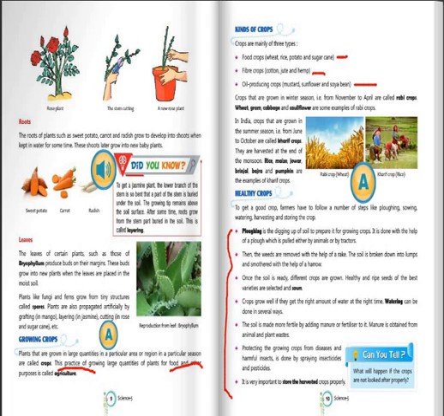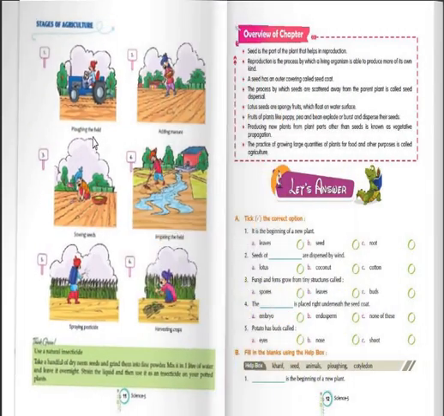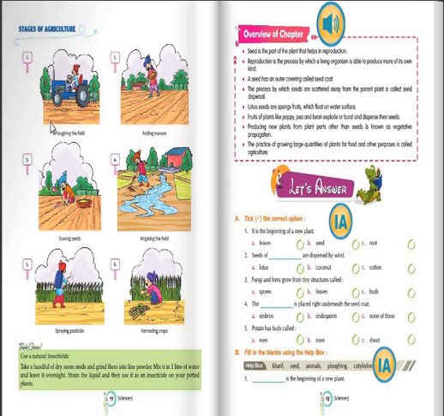Now on the next page you will see the stages of agriculture from start to end. So now let's go to the next page. In the first stage, ploughing of the field. Second stage, adding manure. Third stage, sowing of seeds. Fourth, irrigating the field. Fifth, spraying the pesticides and insecticides. And sixth, last, harvesting the crops.